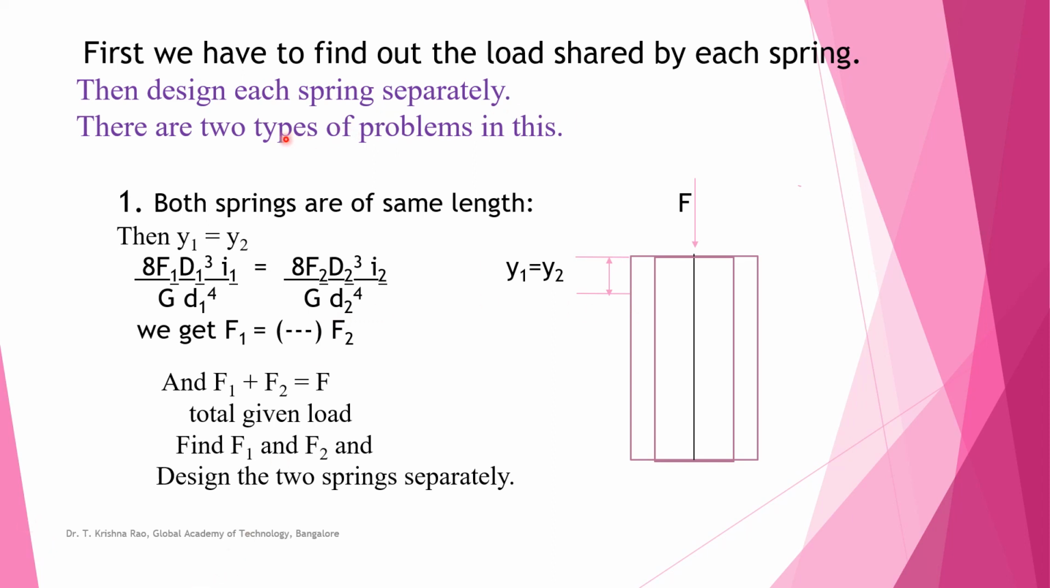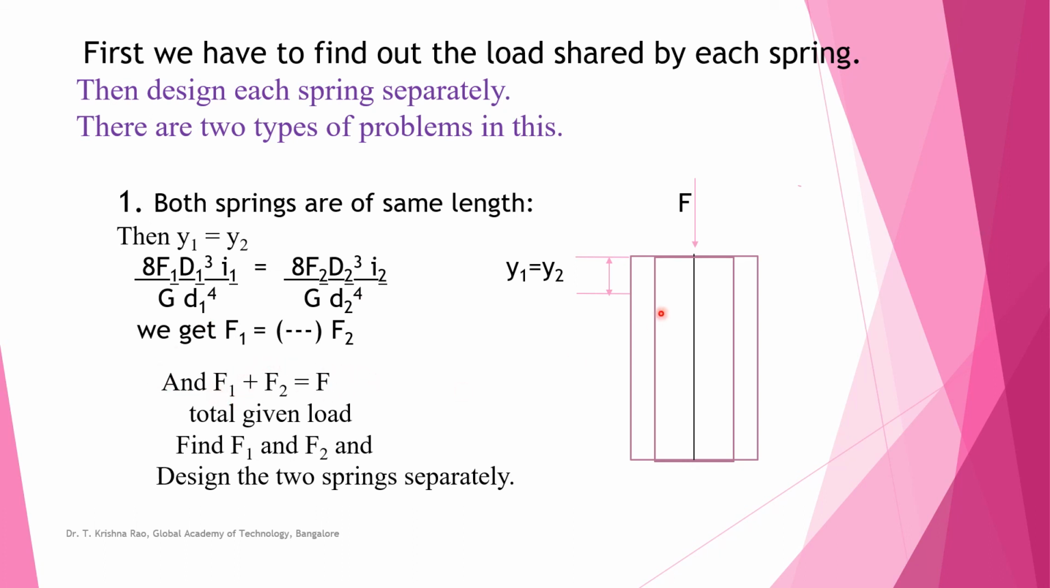There are two conditions of the springs here. The first condition is the inner spring and outer spring are of the same height, same length. See, there is the outer spring here, a rectangle, and the inner spring, one more rectangle, height is same. When they apply load here, they compress by the same value. So the essential condition is y1 equal to y2 here. So we substitute the y1 equation in terms of f1, d1 and all that, and f2, d2 for y2, and equate. We get a relation f1 equal to 2f2 or 1.5 f2 or 0.6 f2. Some relation we get between f1 and f2.